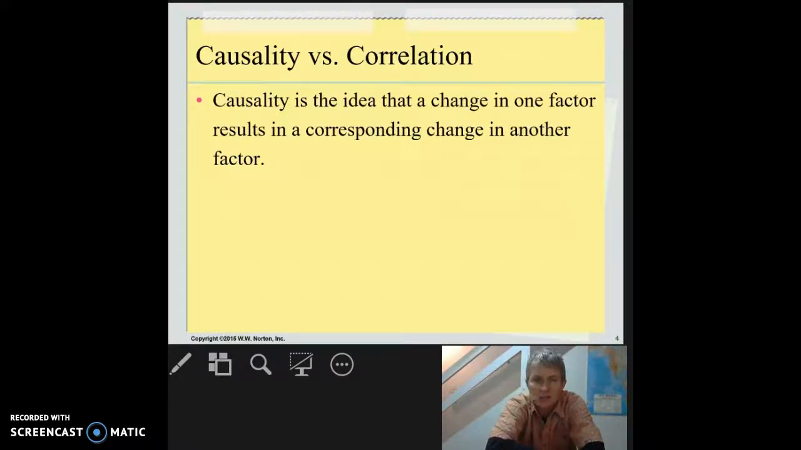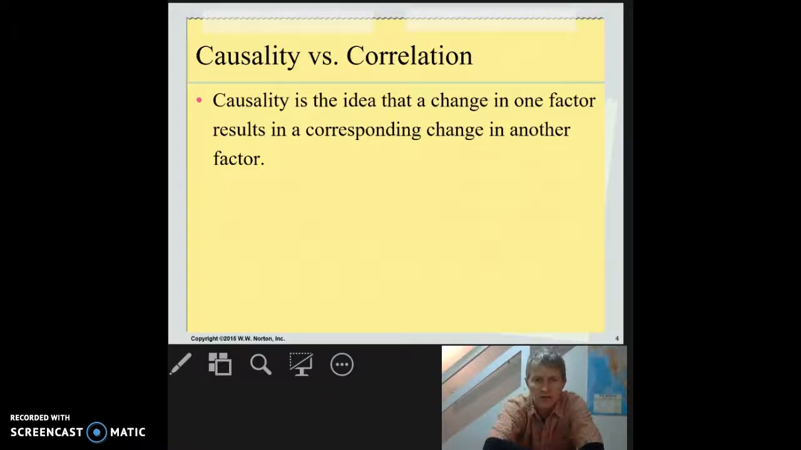Another distinction within the social sciences, of course, is causality versus correlation. Causality is the idea that a change in one factor results in a corresponding change in another factor. For example, in Chapter 1, you read about the famous college dropouts like Woody Allen and Bill Gates.